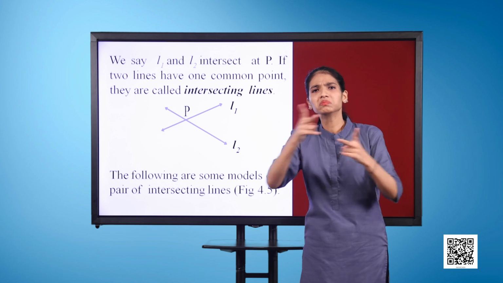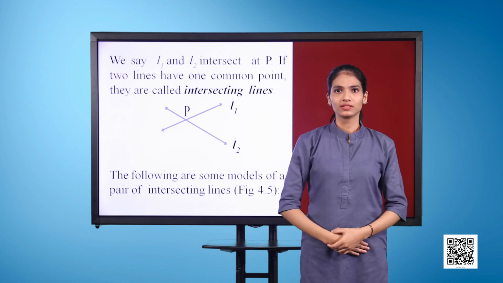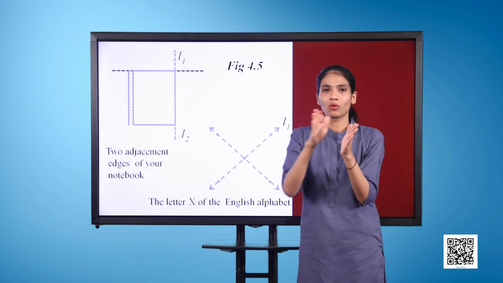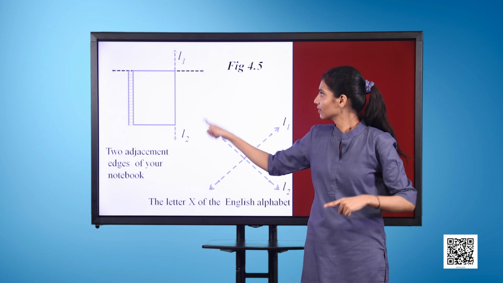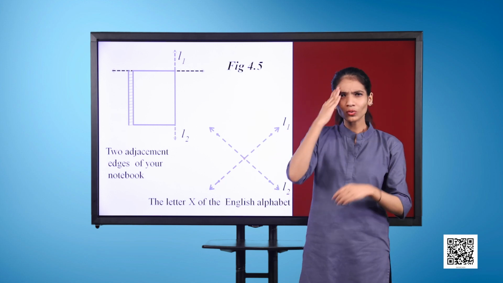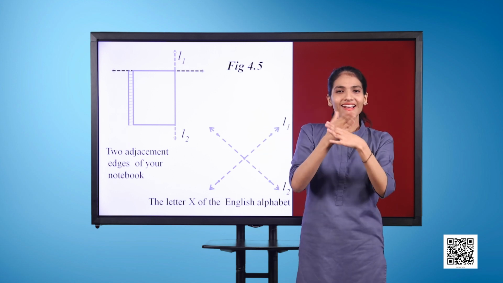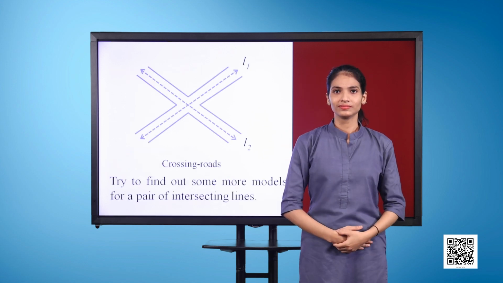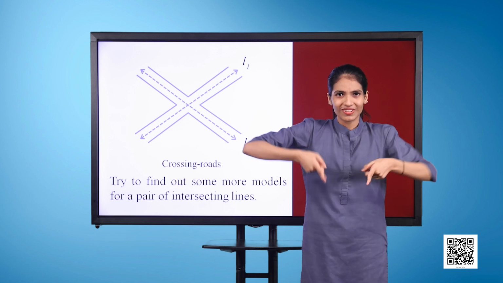The following are some models of a pair of intersecting lines. Figure 4.5. We see two adjacent edges of your notebook. We also see the letter X of the English alphabet, and there are the crossing roads. Try to find out some more models for a pair of intersecting lines.